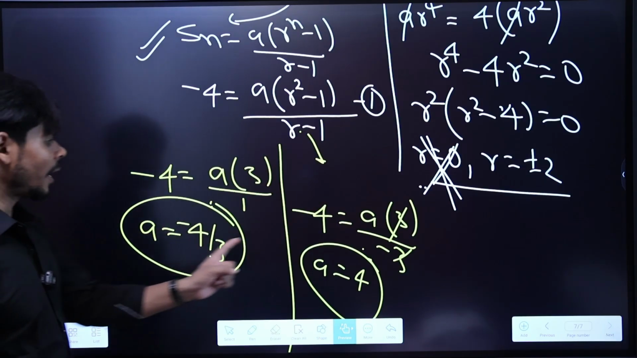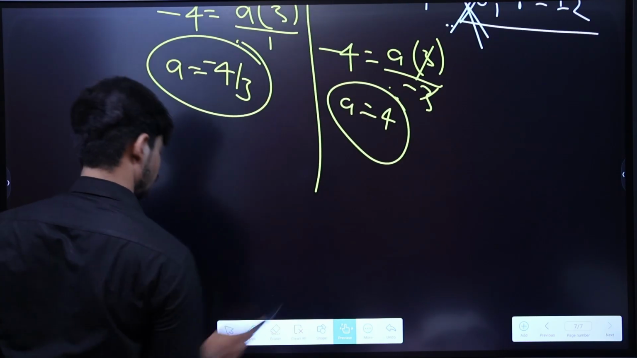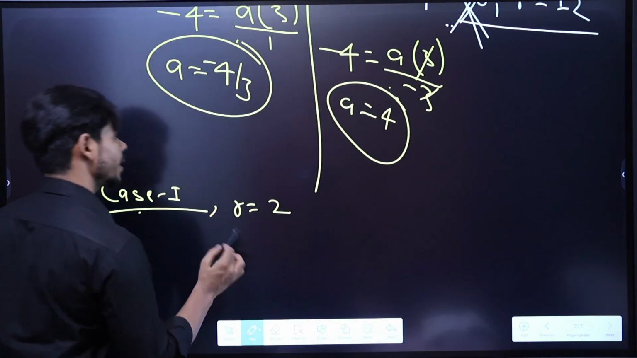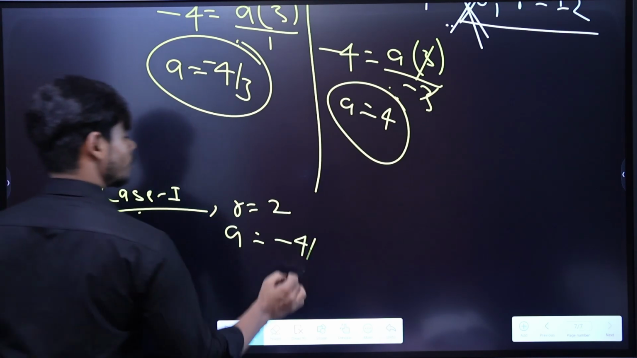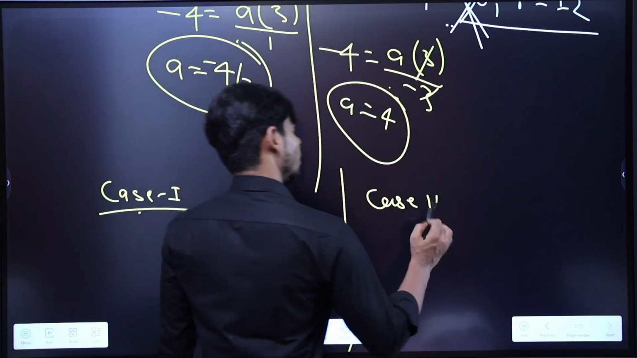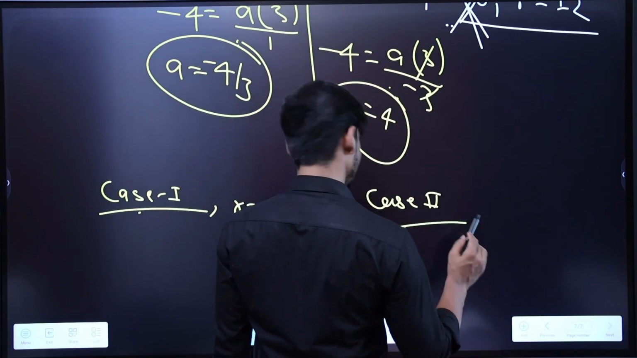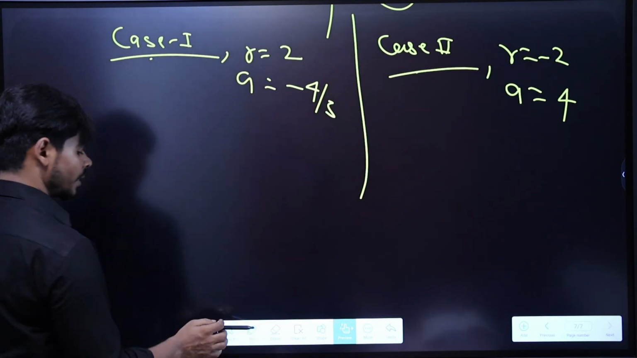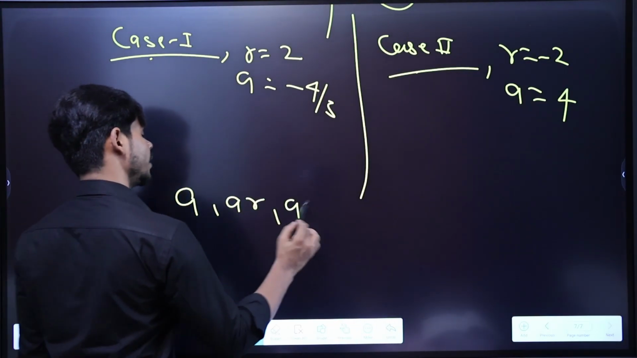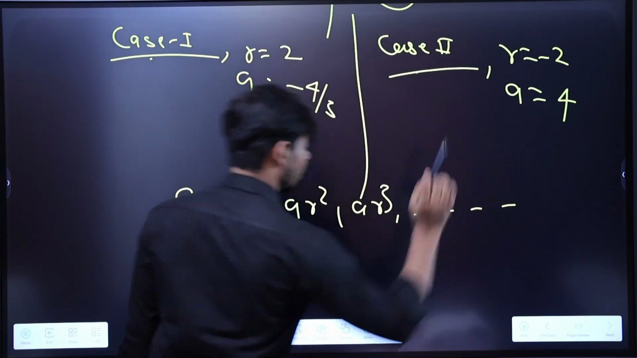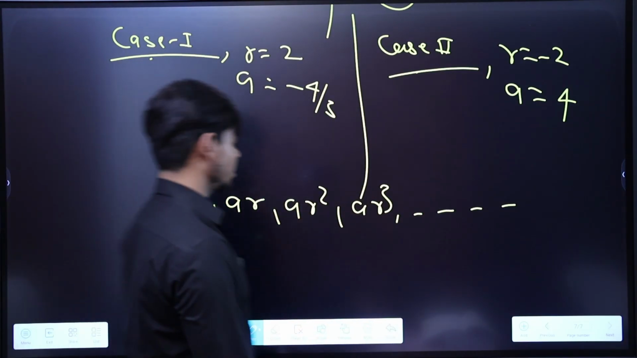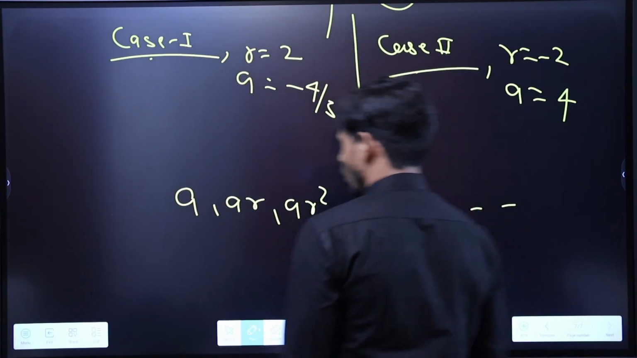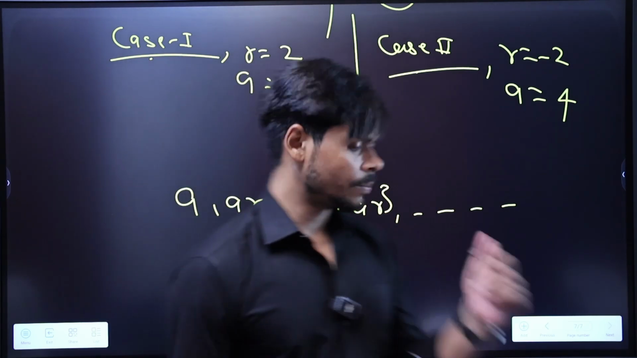First one will be when r is 2. Remember, case 1: in this case you will take r as 2, then a will be -4 by 3, and another case 2. In case 2, if r is -2, then a is 4. Okay. Now you already know the GP basically, a, then AR, then AR square, then AR cube, and so on. Just you need to substitute in your formulas. You just need to find 3 to 4 terms and just put them, and so on. I hope you guys all understood all the concepts that I explained in this session.